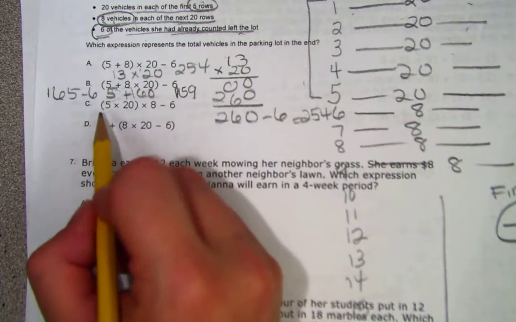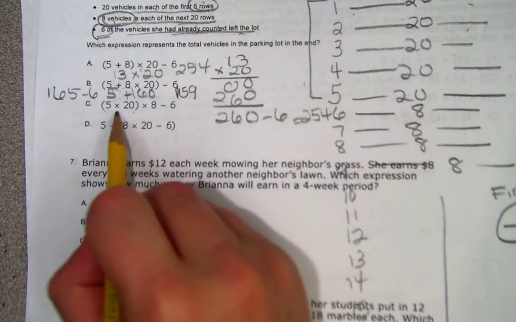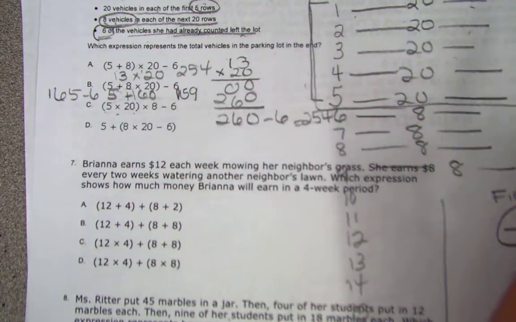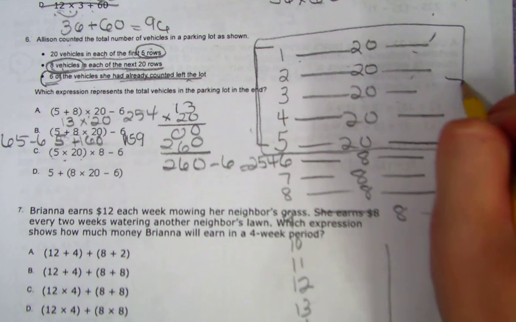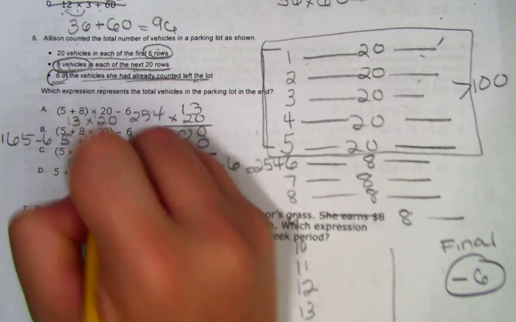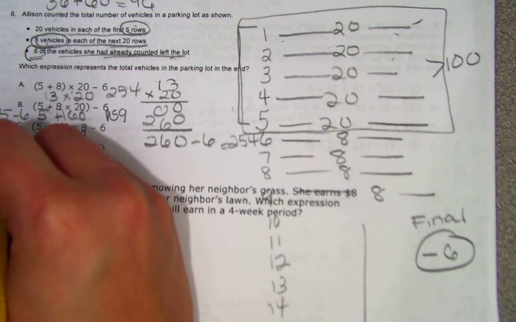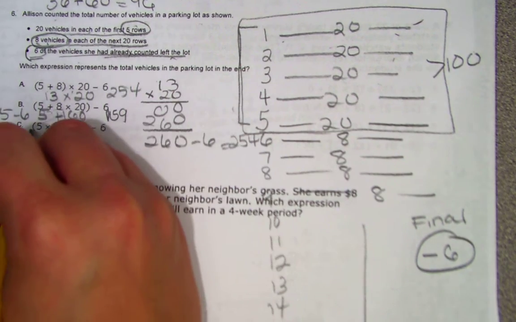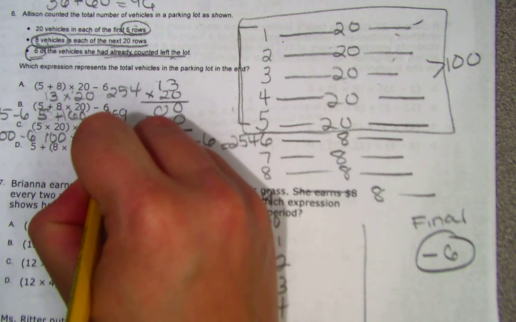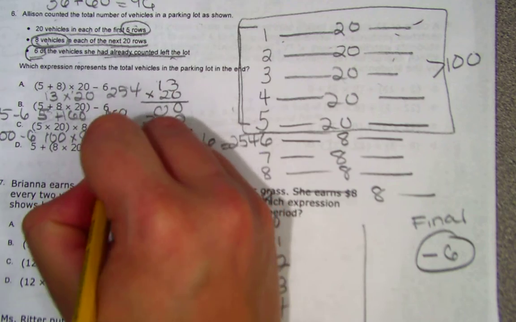Let's look at the following row. 5 times 20. I see where they're getting the 5 and the 20. There are 5 rows of 20. Well, that equals 100 cars. And now they're saying I have to take that 100 times 8. That gets me 800. And then I minus 6, which equals 794.